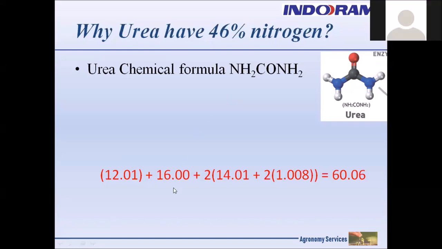So C12, O16, N14 and H1.08 all make 60.06. And this 14 multiplied by 2 is 28. If you divide 28 by 60, it's a simple ratio. 28 by 60 and multiply by 100, it comes to 46.6 something. So that's the way, this is 46. So we cannot increase beyond 46% urea, nor can we bring it down if it is only urea. By coating, definitely we can bring it down.